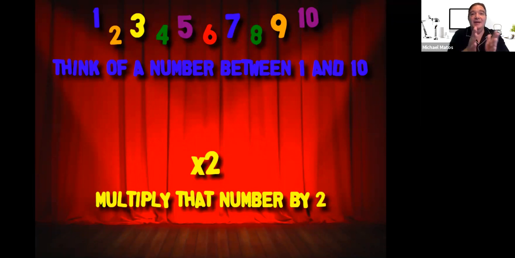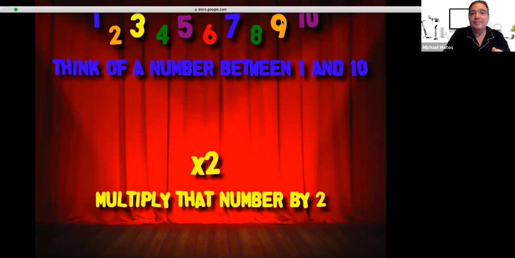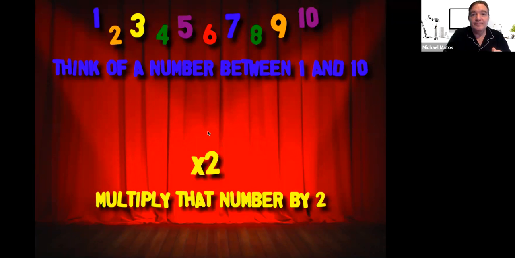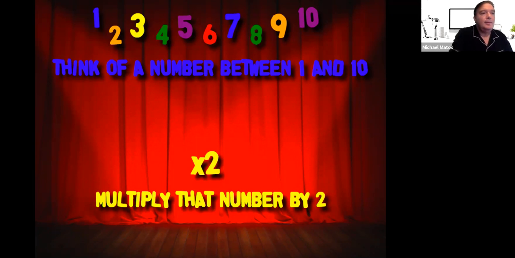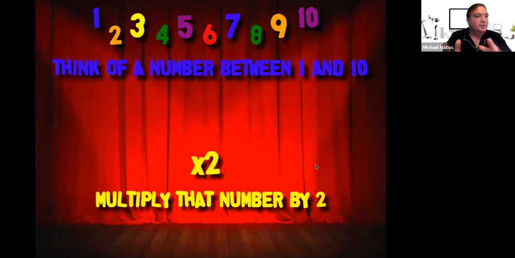Okay, so write that number down. Now multiply that number by 2. Okay, now I put my email on both chats, because the Zoom has a chat and the app has a chat, so they're both in there now.